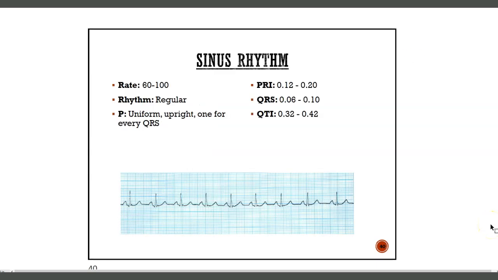All right, so sinus rhythm. This is basically your normal sinus rhythm. Everything is normal. Sinus rhythm or normal sinus rhythm will have a rate of 60 to 100. The rhythm will be regular. The P wave will be uniform, upright, and one for each QRS. PRI would be 0.12 to 0.20. QRS would be 0.06 to 0.10, and QTI would be 0.32 to 0.42. So this is an example of a normal sinus rhythm.